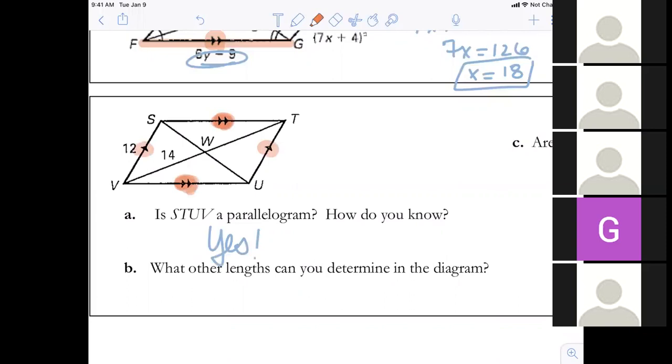Okay, now it says, what other lengths can you determine in this diagram? Eli, can you tell me one other length that we know? Yeah, the opposite side of SVTU is 12. Awesome.